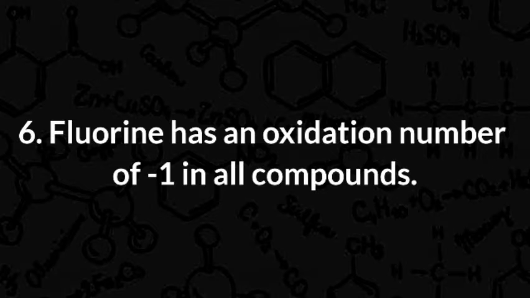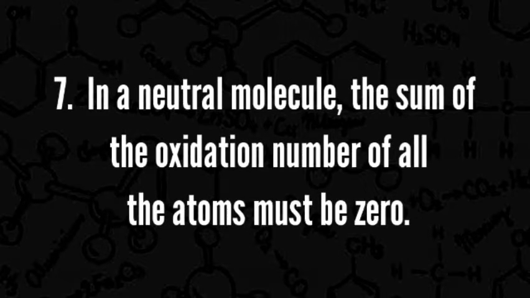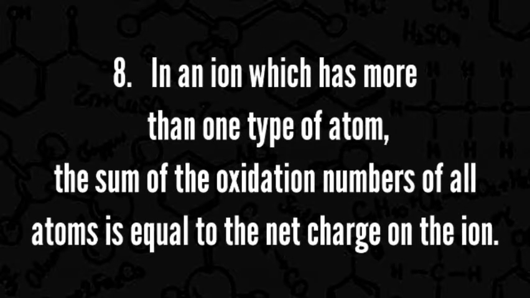6. Fluorine has an oxidation number of -1 in all compounds, and the reason is that fluorine is the most electronegative element, so it always has an oxidation number of -1 in all compounds. 7. In a neutral molecule, the sum of the oxidation numbers of all the atoms must be 0 because the molecule is neutral. Then the last rule says, in an ion which has more than one type of atom, the sum of the oxidation numbers of all the atoms is equal to the net charge on that ion.